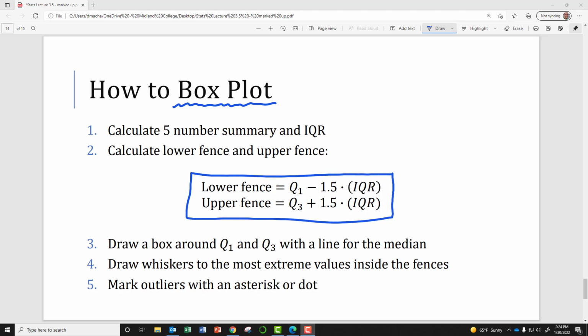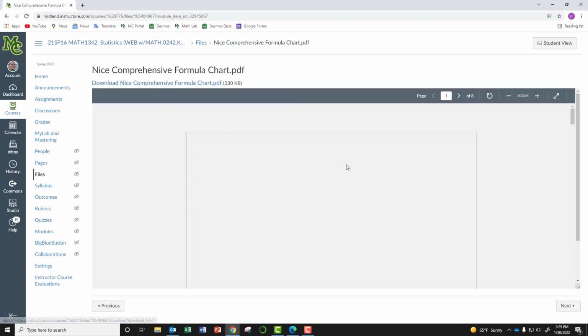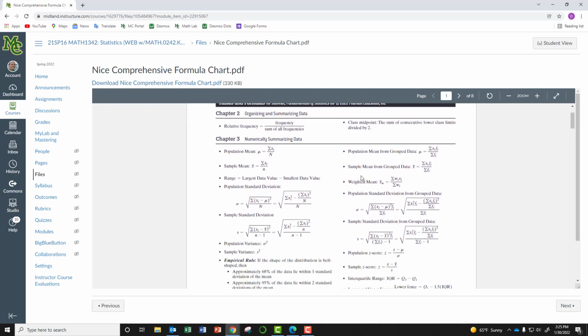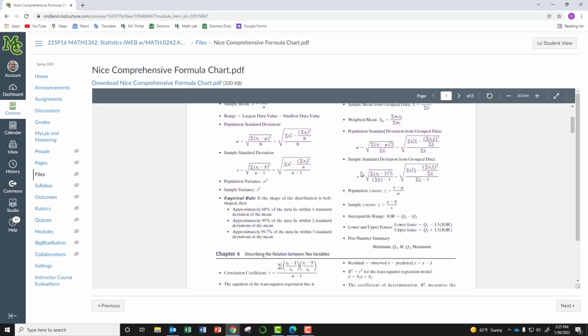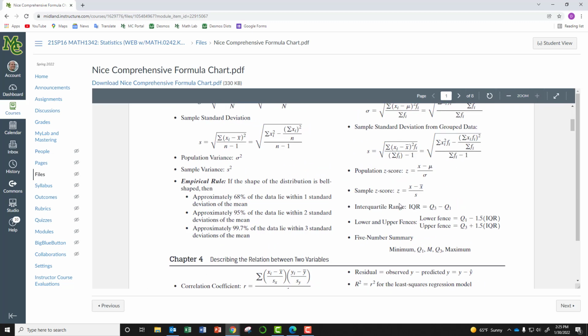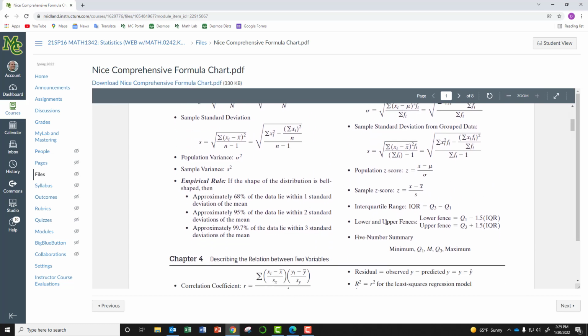By the way, if you want the formula chart, if you go to our Canvas course homepage and you look under course information, you can see this link to a nice comprehensive formula chart. If we click that, this is what I'm talking about. This is the formula chart that you're going to have on every one of your exams this semester. So this is what I'm going to allow you to use. And if you want to know how to calculate upper fence and lower fence in IQR, it actually is here on the very first page under chapter 3. So we can see lower and upper fences just like that. And that's what you'll be able to use on your exam.